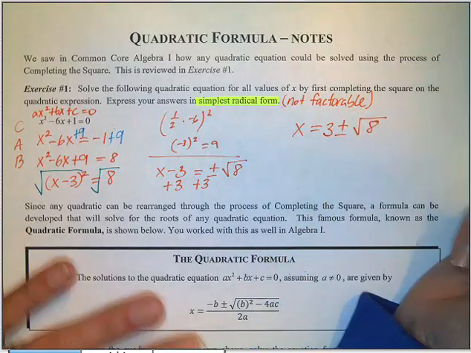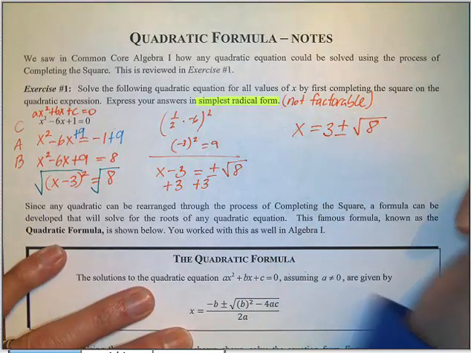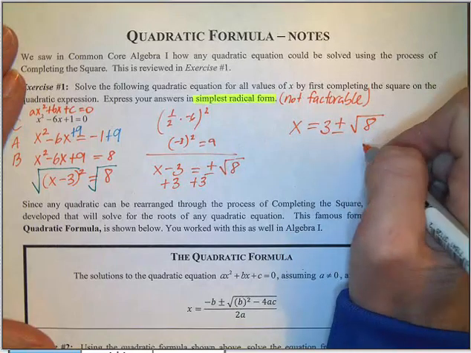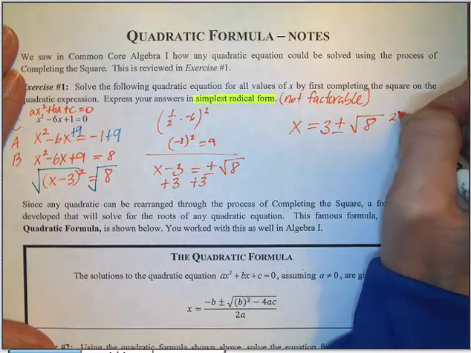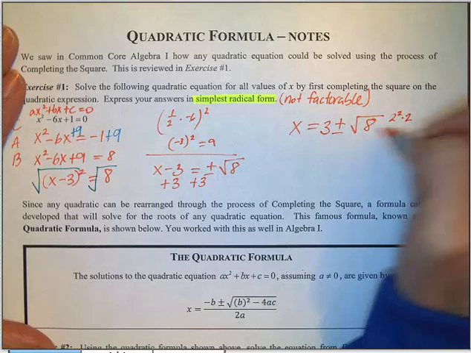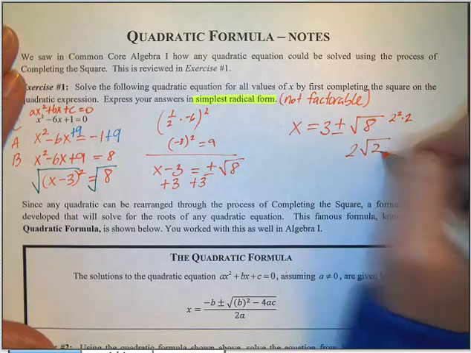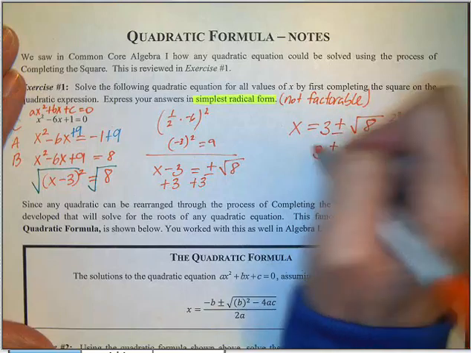But I need to simplify that radical. So using my factor button on my calculator, so menu, number, factor. When I factor 8, I get 2 to the third. Remember, it's a square root, so it's 2 squared times 2. The square root of 2 squared, or the square root of 4, is 2, so we get 2 radical 2. So we have 3 plus or minus 2 radical 2.